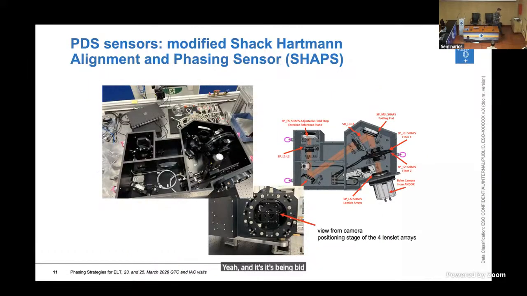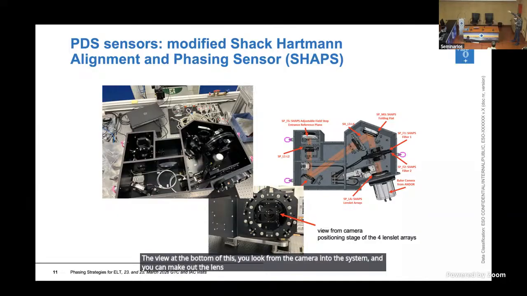And it's being built. It is already aligned. You see here pictures taken a couple of months ago, where you see the Shaps assembly being open and being assembled. The view at the bottom is you look from the camera into the system, and you can make out the Lancet positioning systems with its 4 openings.